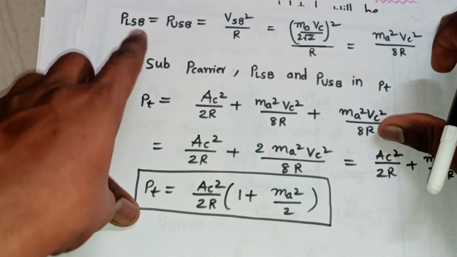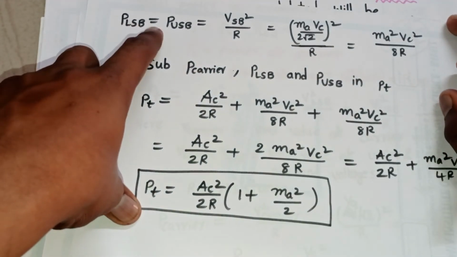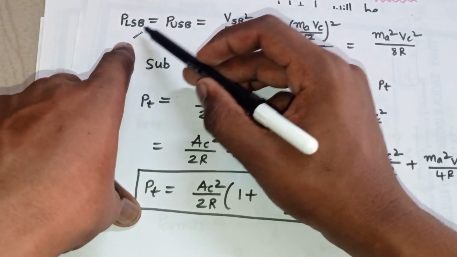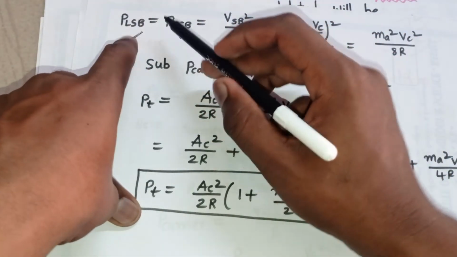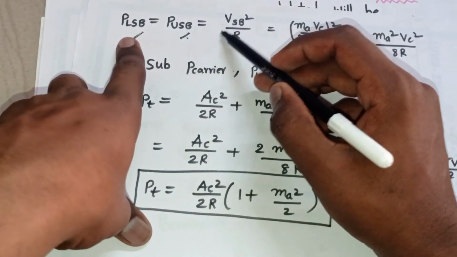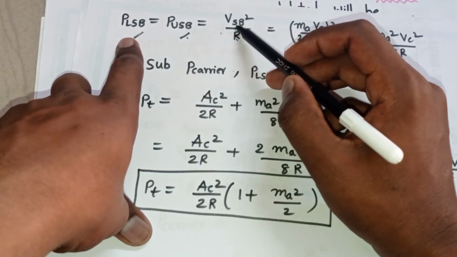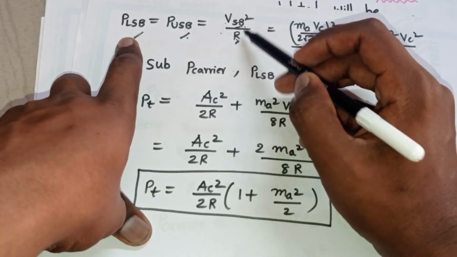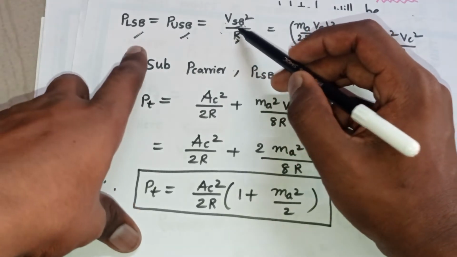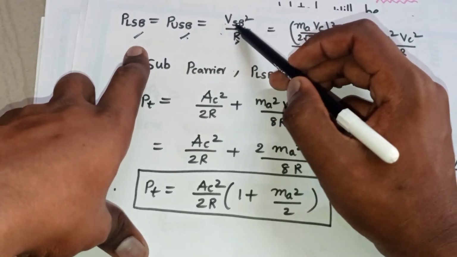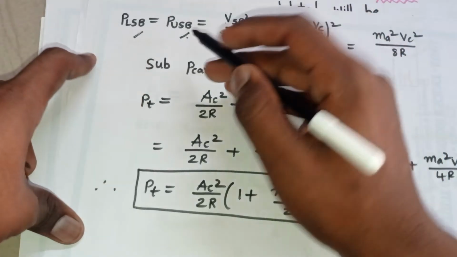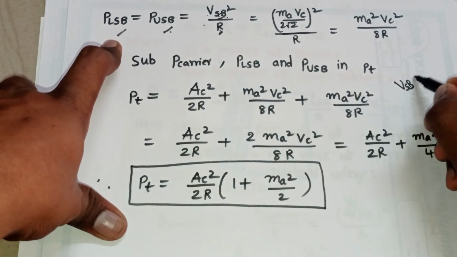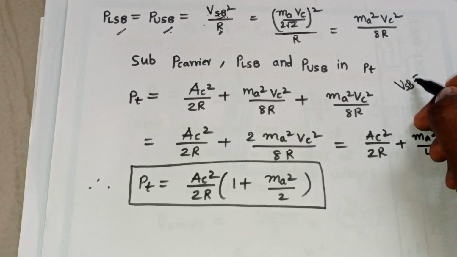Here, take power of LSB equal to power of USB. We know the lower sideband and upper sideband have the same power, that is V squared by R. Here SB is nothing but sideband power, V squared by R. Here also we need to take the RMS value of the VSB.